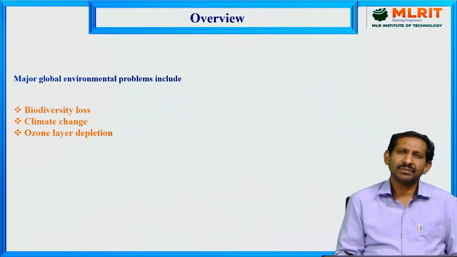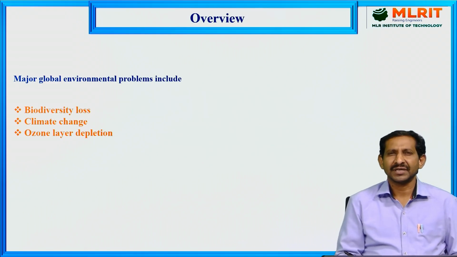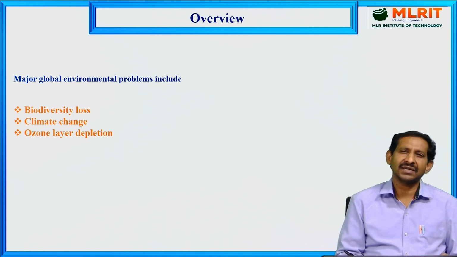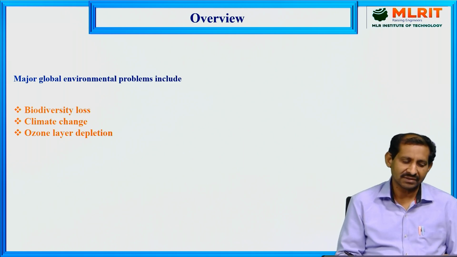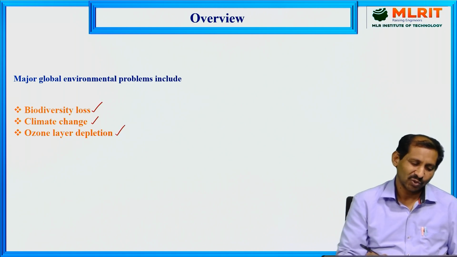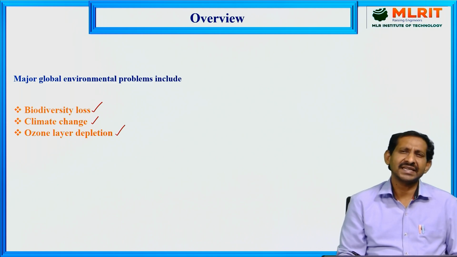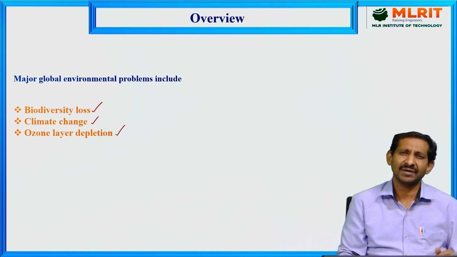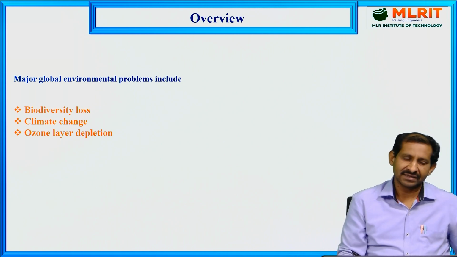So the overview of this topic is major global environmental problems and their effects. This topic includes the three major global environmental problems we are going to discuss. First one is biodiversity loss. Second one is climate change. Third one is ozone layer depletion. How these three affect the globe, what are the causes, what are the effects, how the environment will be affected by these three, we can discuss elaborately in the next slides.